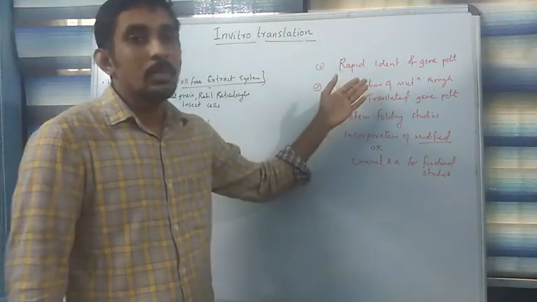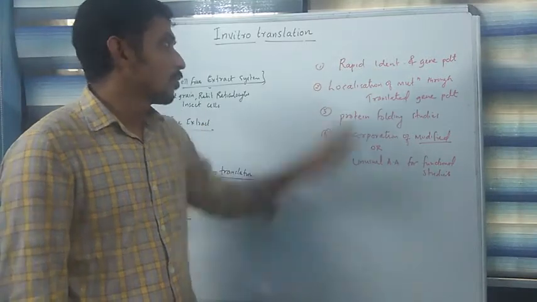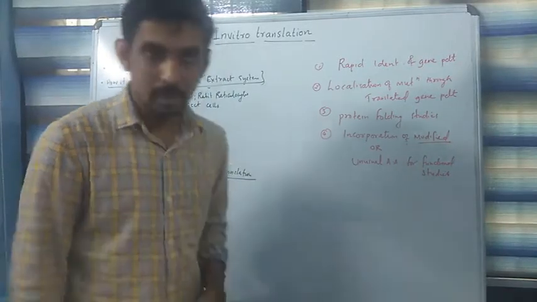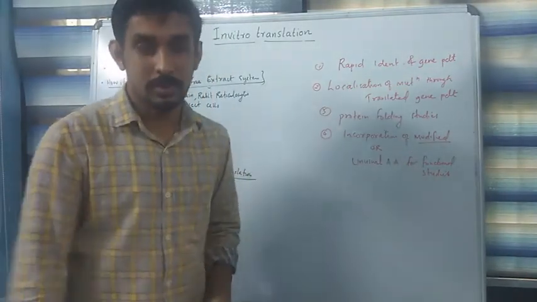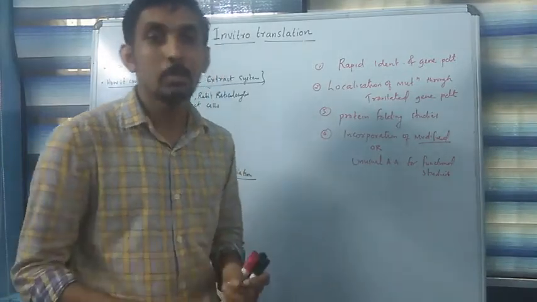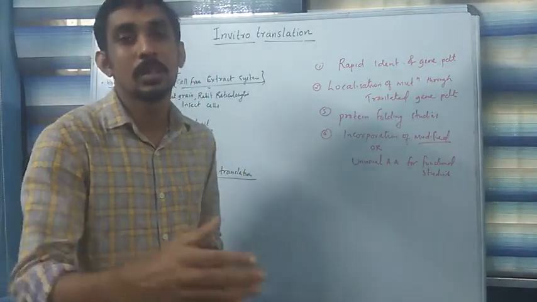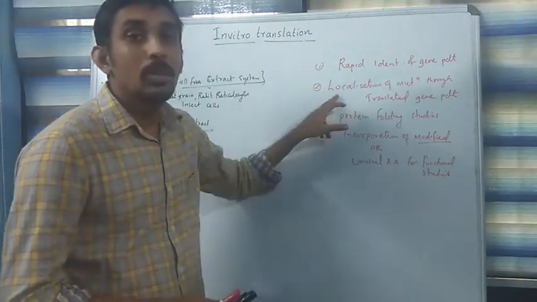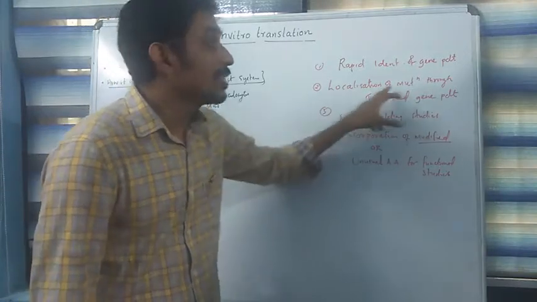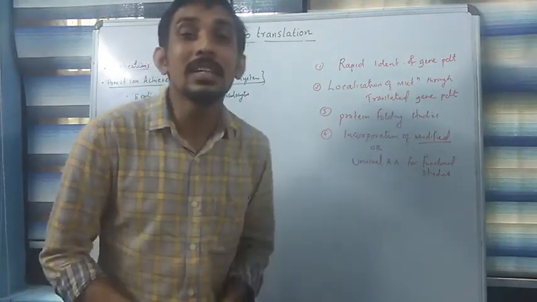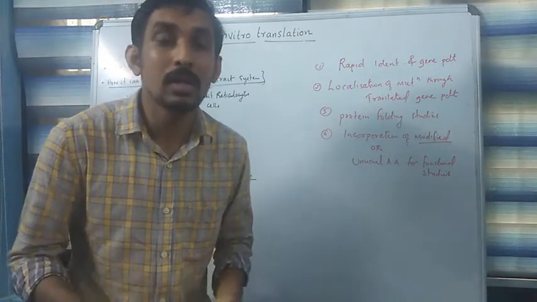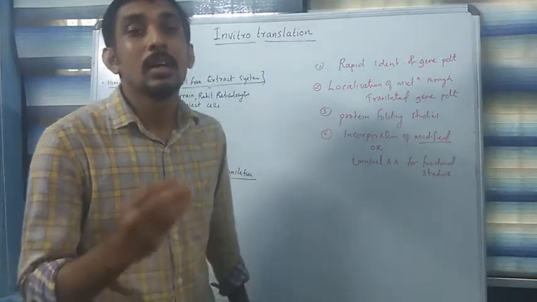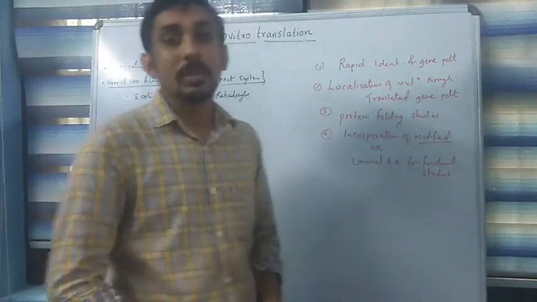So the main applications of in vitro translation include, one, we can identify a gene product very rapidly. That is rapid identification of gene product. We can study a gene product very rapidly by using this in vitro translation, that is artificial synthesis of proteins. And like that, we can localize the mutation. By using an artificially translated gene product, we can easily localize the mutated region within the proteins.